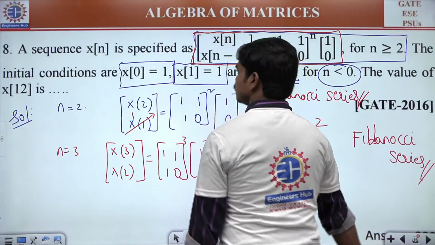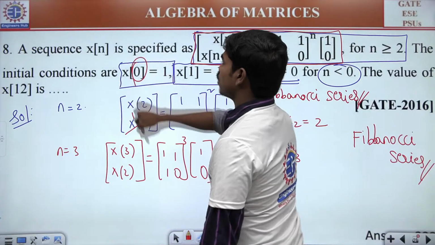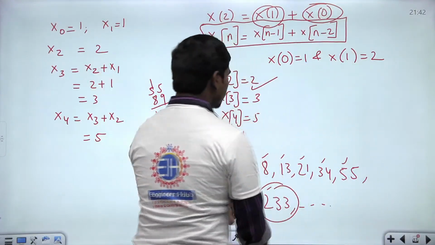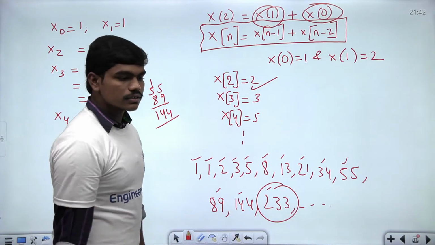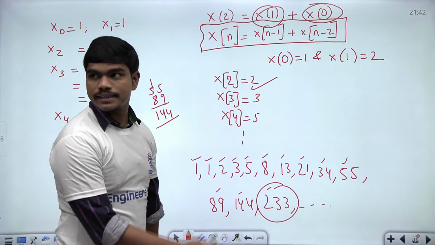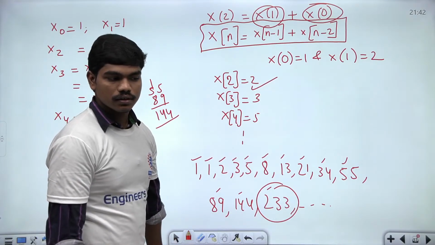What did they ask for? 12. Of course, because they have defined it with a zero here, x12 would definitely be the 13th term in the series. Okay. Is that correct? Can you all understand this?